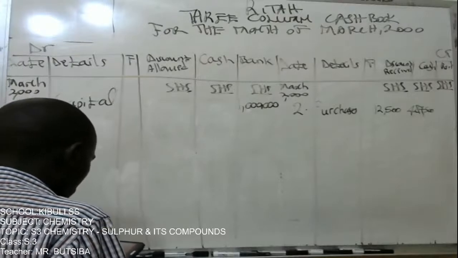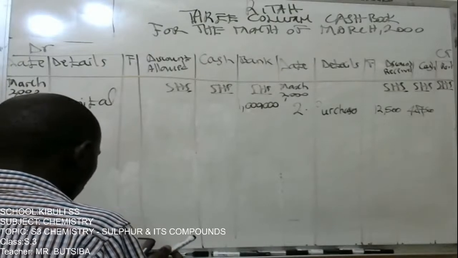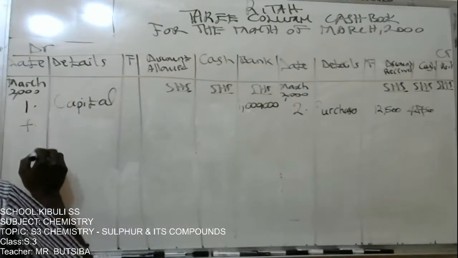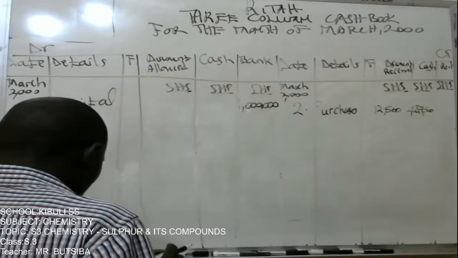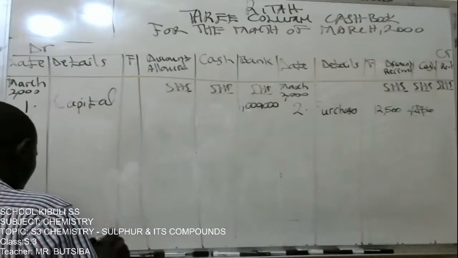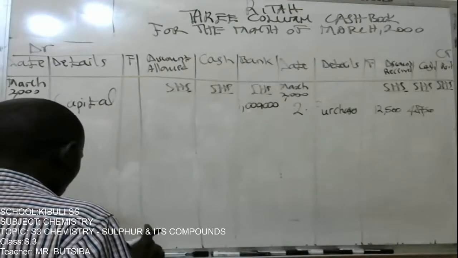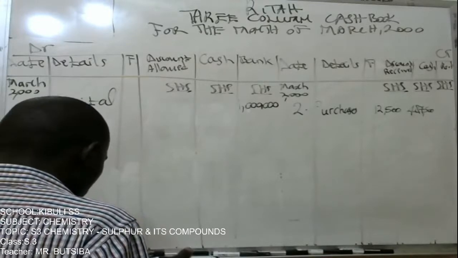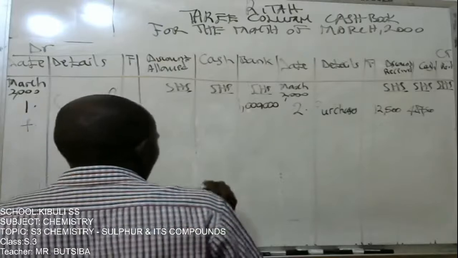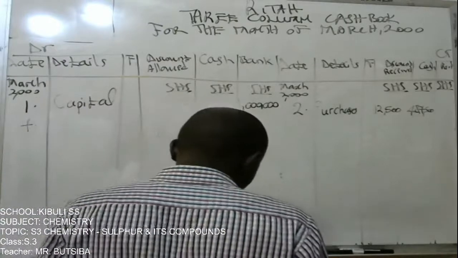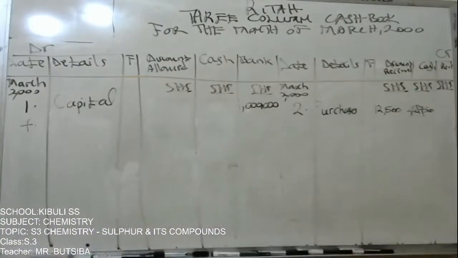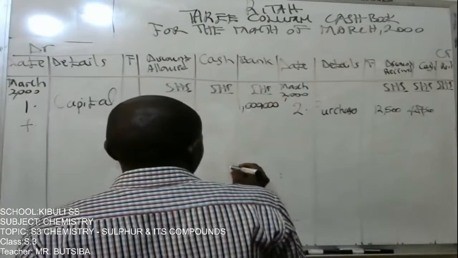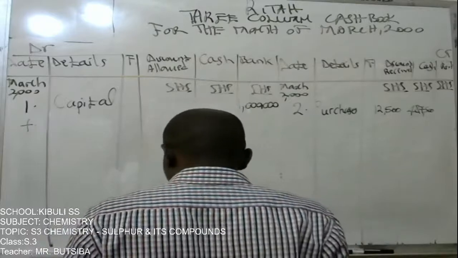Then you move to the transaction on 7th, which says on 7th, cash sales. So this one you record. There was no name indicated. Cash sales to date after deducting 10% discounts were shillings 300,000.